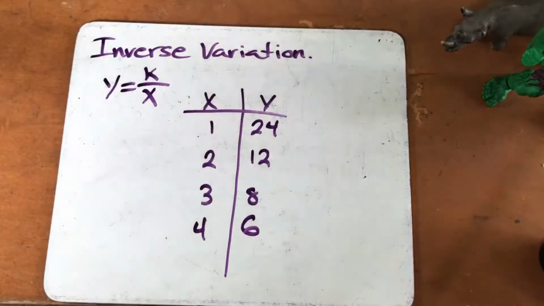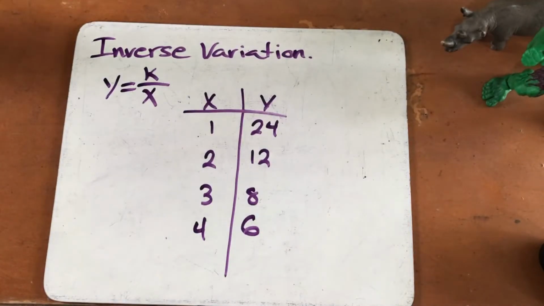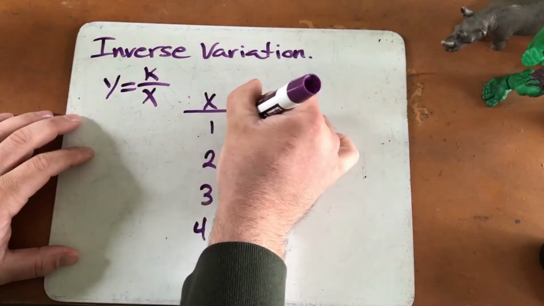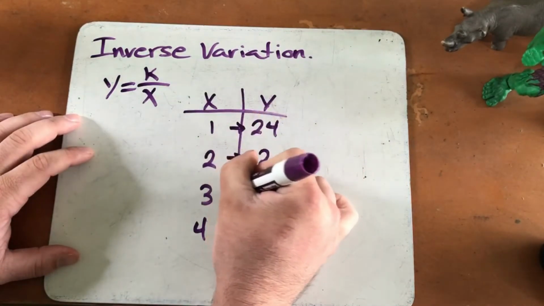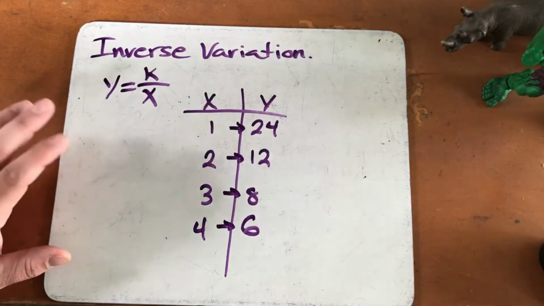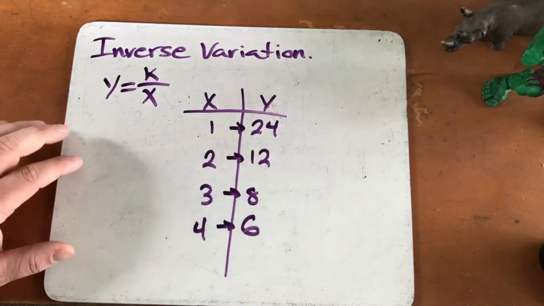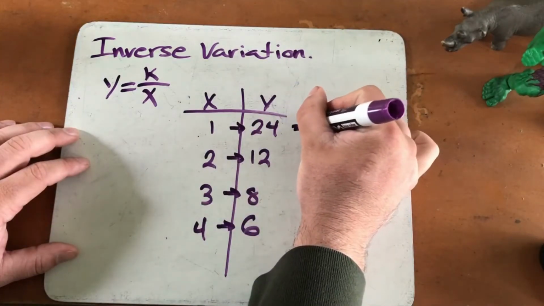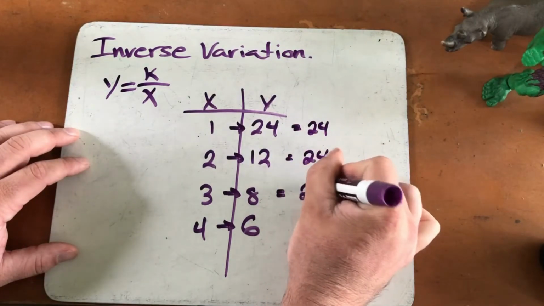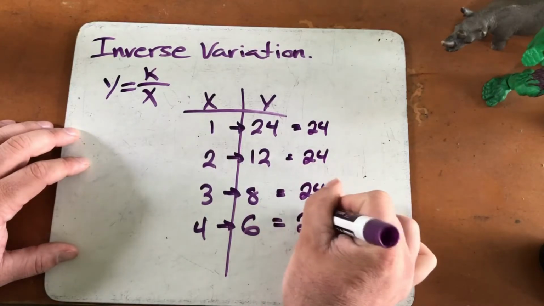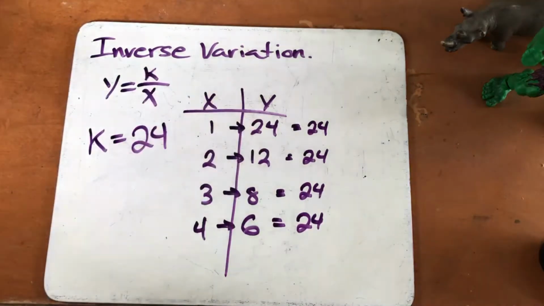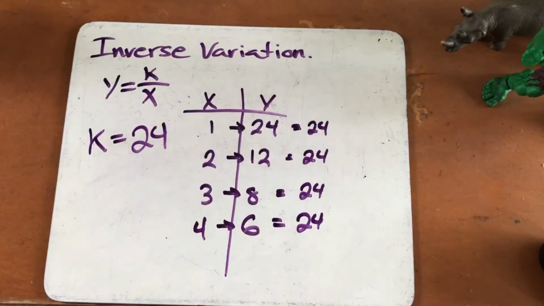Now, the way we can identify if this is an inverse variation, and the way we can find our constant of variation, is I'm going to multiply my x's and my y's in my two-way table. If it gives me the same number every time, then that is my constant of variation. So 1 times 24 is 24, 2 times 12 is 24, 3 times 8 is 24, 4 times 6 is 24. So that means my constant of variation is 24. If these weren't the same, it wouldn't be inverse variation.